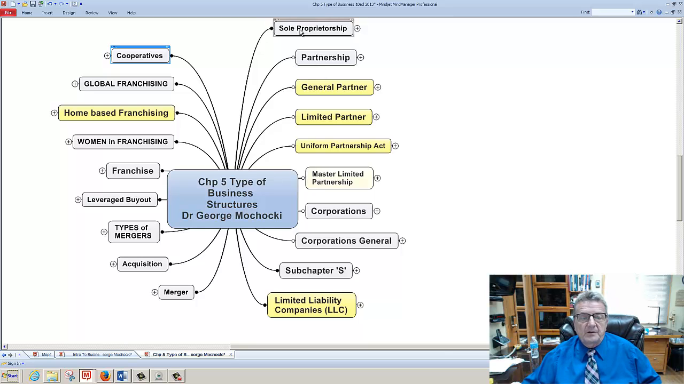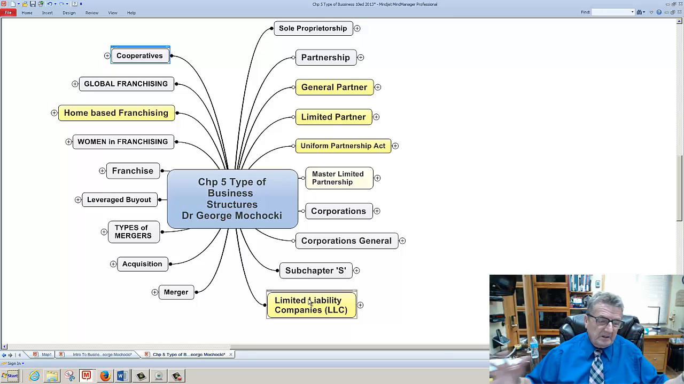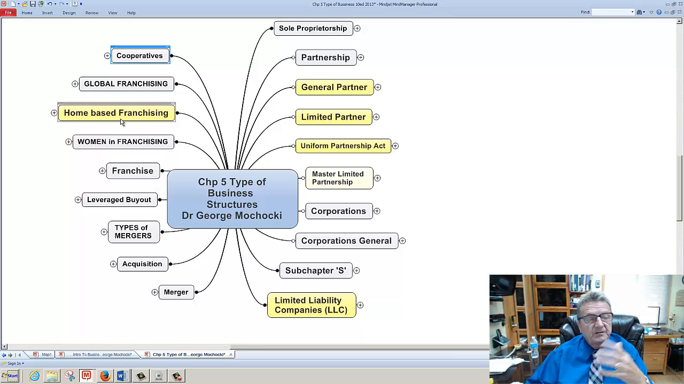The different types of business structure. So proprietor, partnership, general partner, limited partner. This is the act that controls these two. Master the limited partner, corporation, corporations, general, subchapter S, limited liability, and also how companies do mergers, like a marriage, acquisitions, how do I get them, types of mergers, different leverage buyouts, franchise, women franchise, home-based, and global franchising and cooperative.